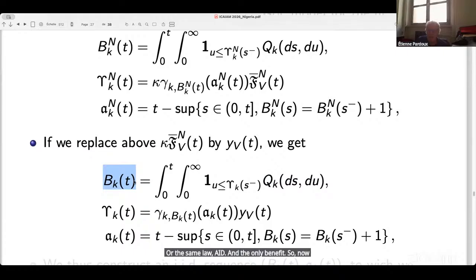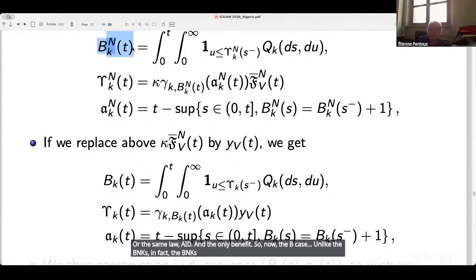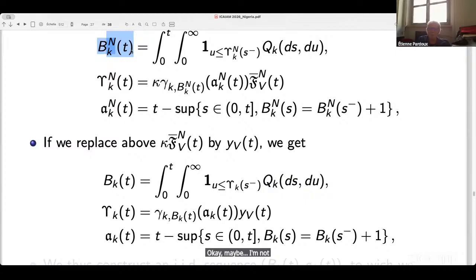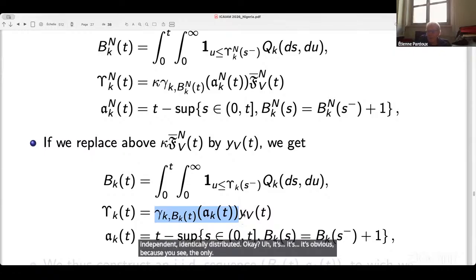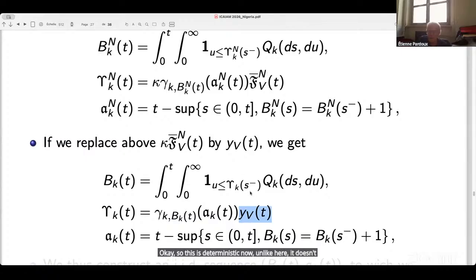So now the B_k, unlike the B_n,k, in fact, the B_n,k you could argue that they are exchangeable. Maybe I'm not sure you know what exchangeable means, but anyway, in particular, the laws of the various B_k for various k are the same. But here we have much more. Here we have the B_k are IID. In fact, the pairs (B_k, A_k) are IID. And what is more important, those gamma_k of B_k(t), A_k(t) are IID, independent, identically distributed. It's obvious because the only thing is, this is deterministic now, unlike before, it doesn't depend upon the other blocks. And here, those Q_k are IID. The Q_k is the only source of randomness for B_k. The only reason why B_k is random, why all those things are random, is because this is random. But they are IID for various k.